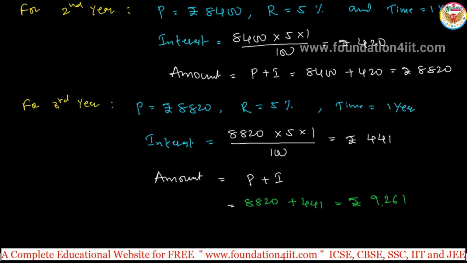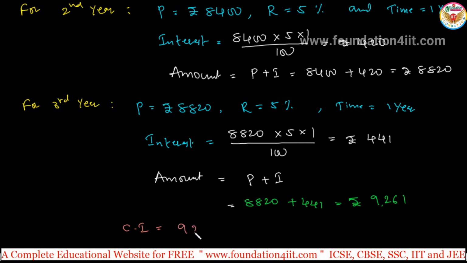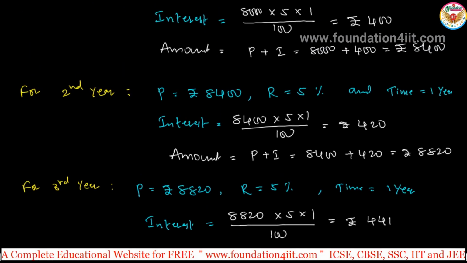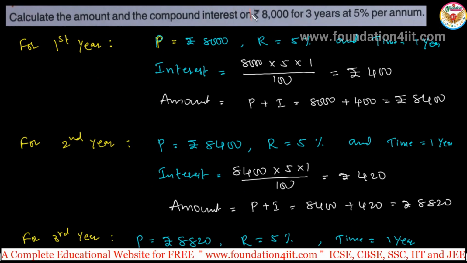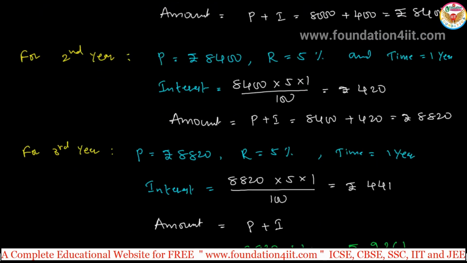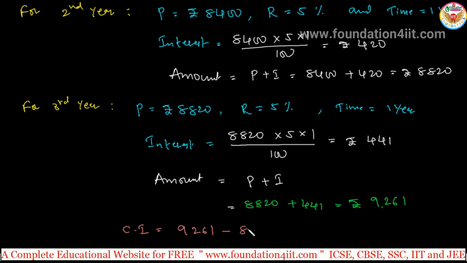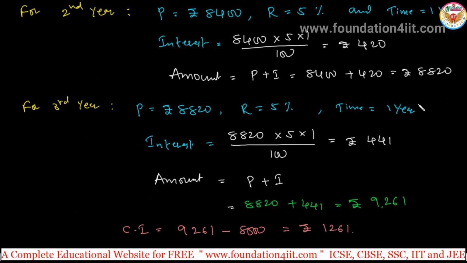Right. Now we can find out the compound interest. Therefore CI, compound interest is the final amount minus original principal. Right, final amount is 9,261 minus original principal, as given in the question, that is P 8,000. 8,000 is the original principal, subtract, that is the compound interest. So rupees 1,261. So any number of years, just repeat the same process.